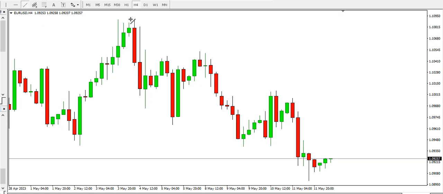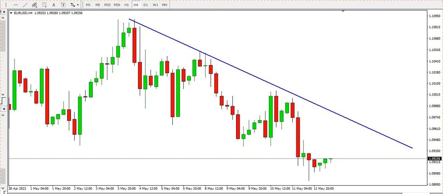I'm talking about the EUR/USD 4-hour time frame. Look at what we have here. We have this descending trend line, and price is currently respecting the descending trend line. So we might be seeing a rise a bit to an extent before price continues to descend.